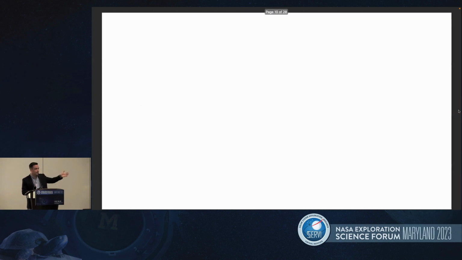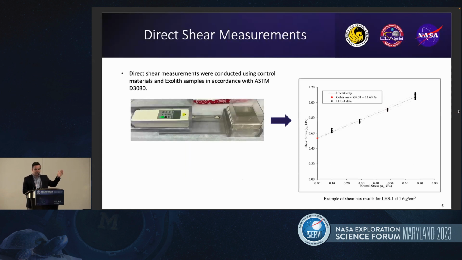Next slide, please. So this actual setup, it's really pretty simple here. It's a box with some regolith simulant in it, and then we shear it with different normal loads on it. And that's used to produce that same linear relationship I showed on the earlier slides. And you can see some of that data on the right for LHS at 1.6 grams per cubic centimeter. And so again, that y-axis intercept is where you pull out cohesion.